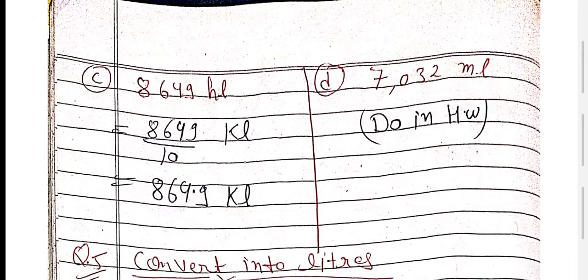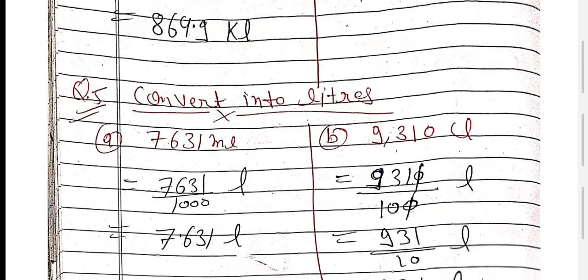Come on, next one, hectoliter. When you convert hectoliter into kiloliter, you have to divide by only 10. So it becomes 864.9 kiloliter. Similarly, D part you have to do by yourself in homework.